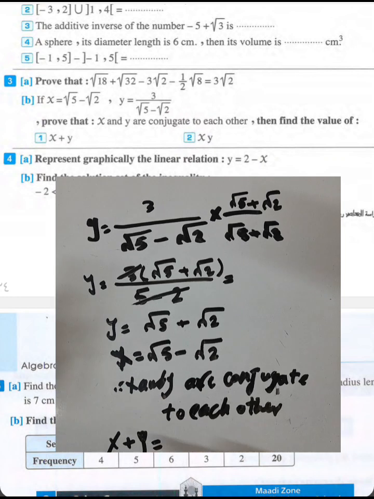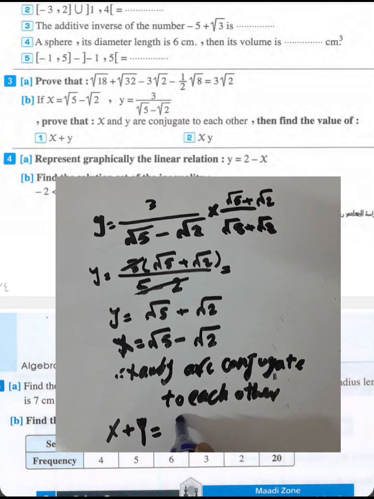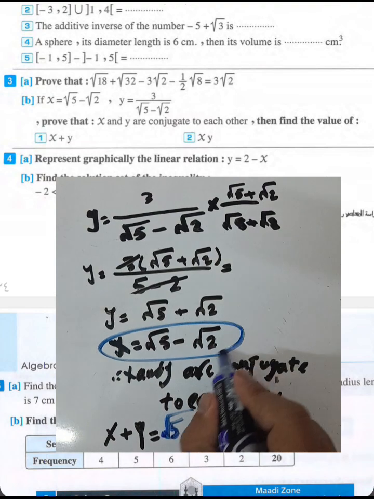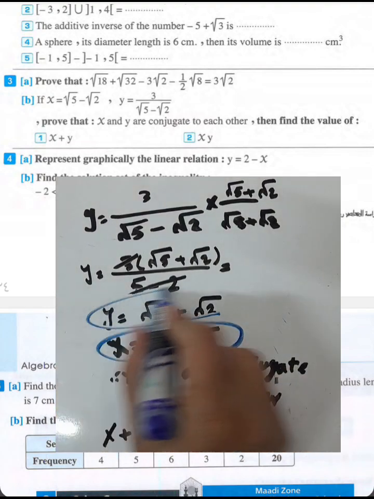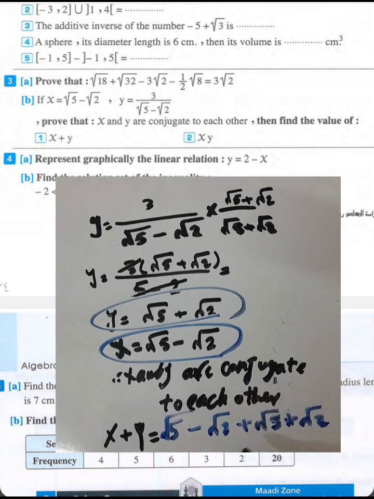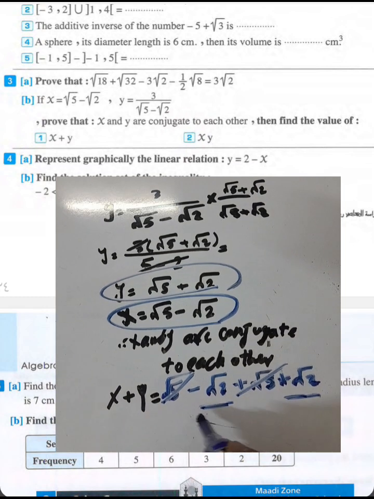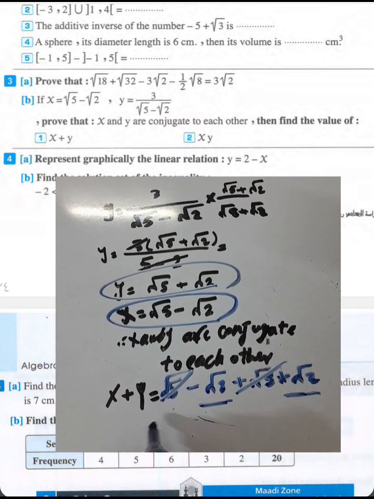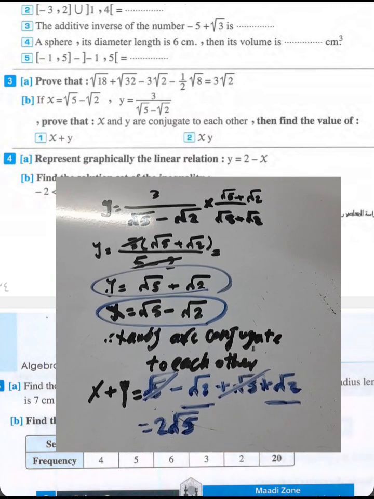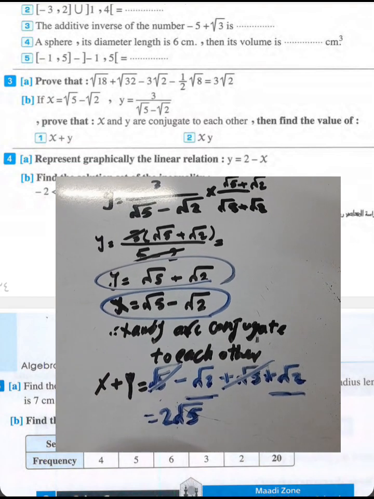We must add x to y. Here x was root 5 subtract root 2, plus y, root 5 plus root 2, and then we can cancel root 2 by root 2, negative and positive. Then root 5 plus root 5 will be 2 root 5. That is the result of x plus y. And question number 2: find x times y, the product between them.